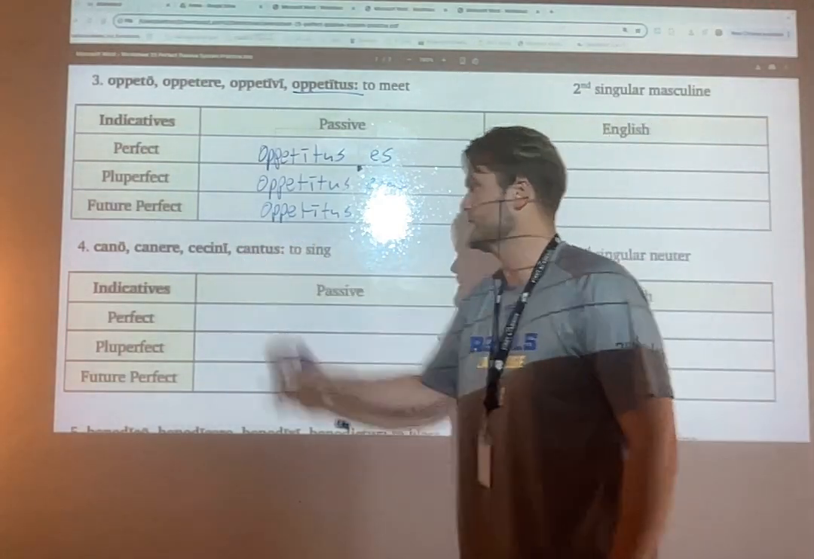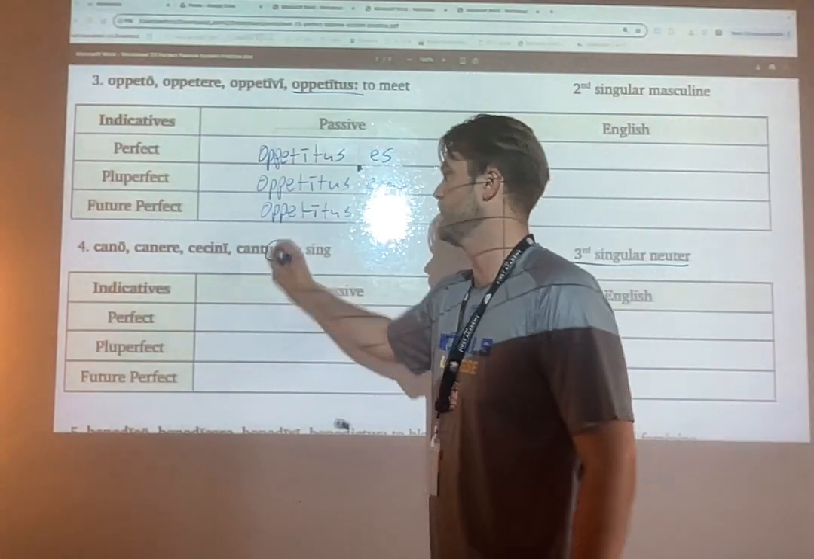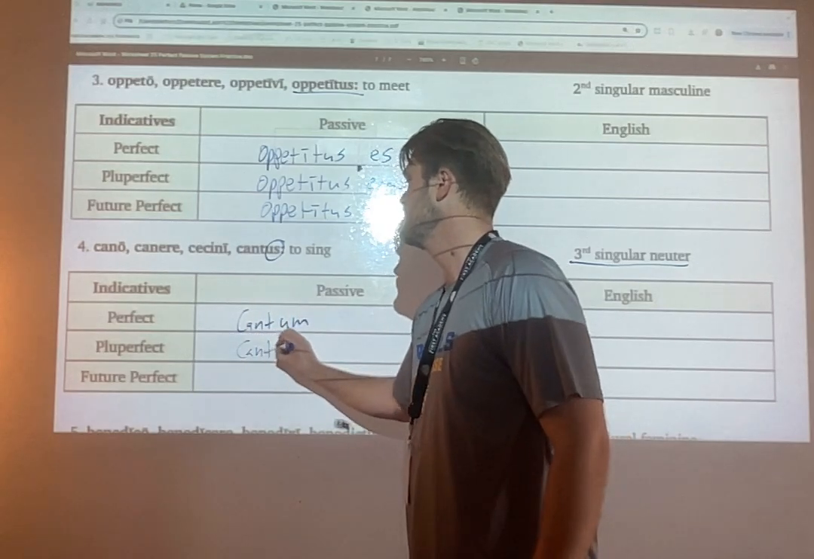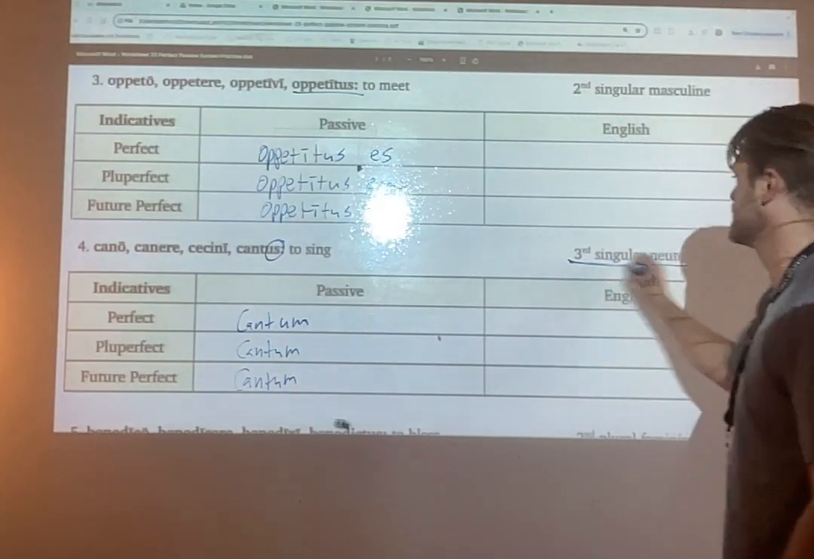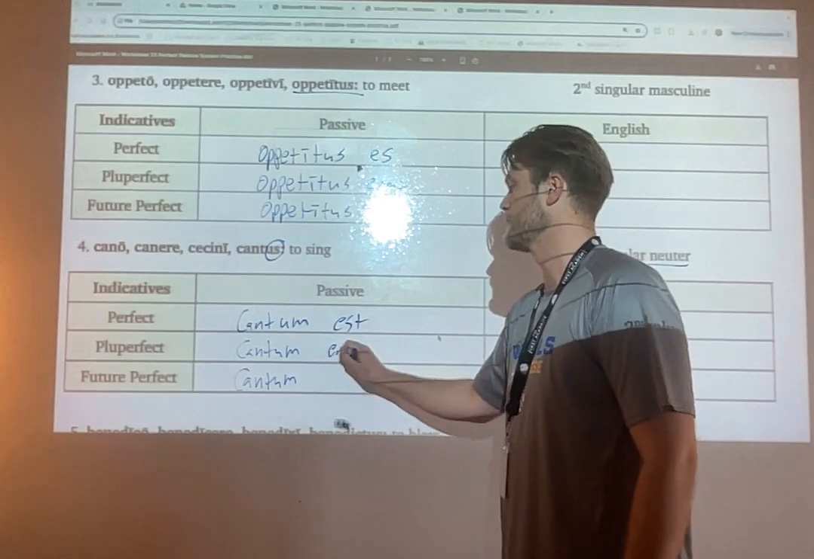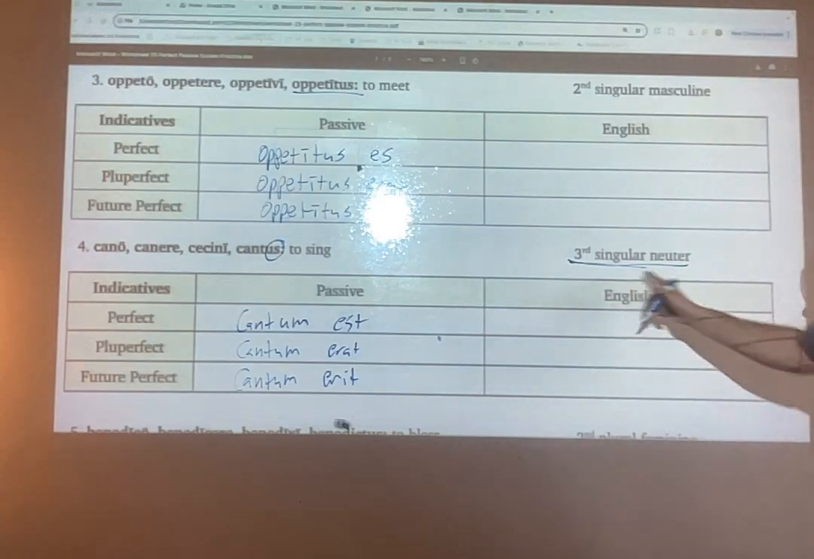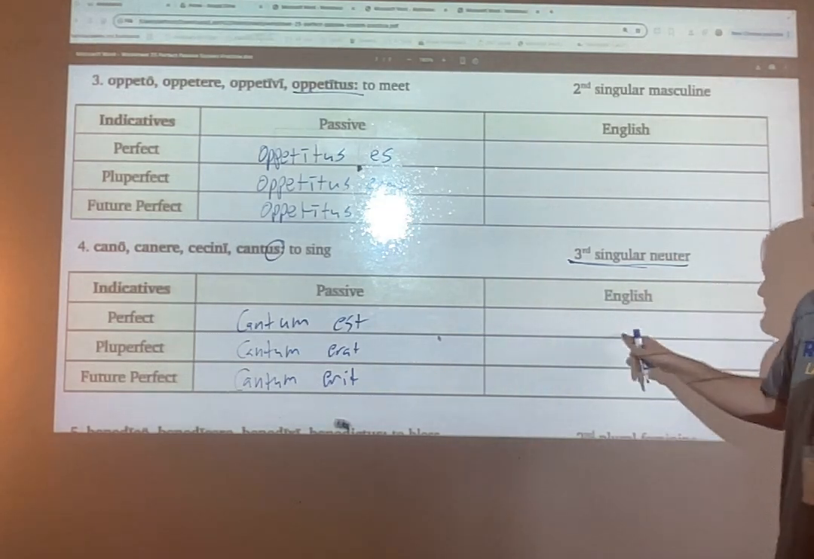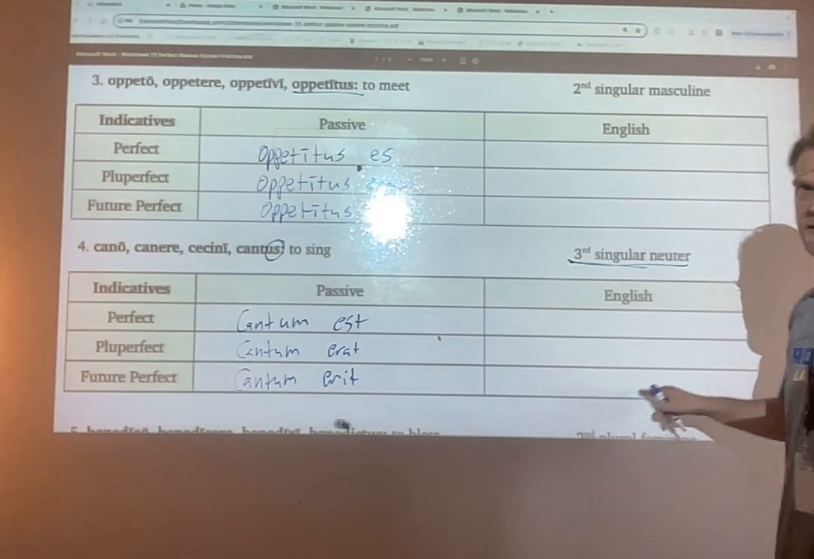And then this verb, I wanted you to do this in the third singular neuter. So that needs to change from us to um. But third singular, so I need those versions of sum: est, erat, and erit. So, third singular, it. Neuter, it. It has been sung. It had been sung. It will have been sung.